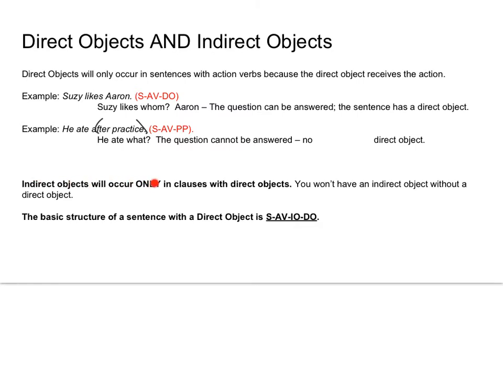Indirect objects will occur only in clauses with direct objects. So if you don't have a direct object, you don't have an indirect object. You will not have an indirect object without a direct object, and there are sentences where you won't have either. The basic structure of a sentence with a direct object is subject, action verb, indirect object, direct object. Do not look for the indirect object after the direct object or before the actual verb.